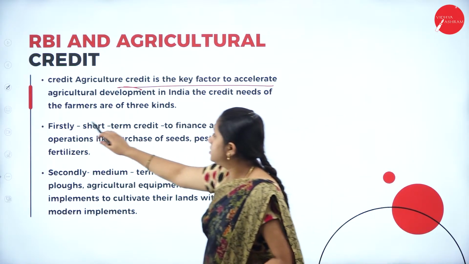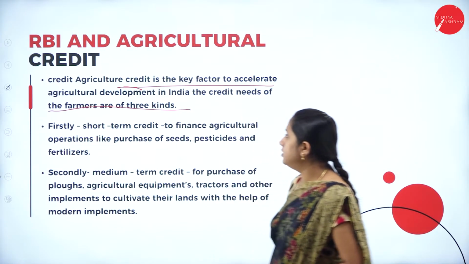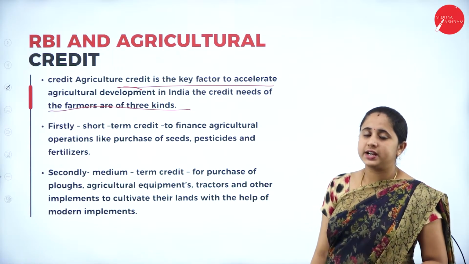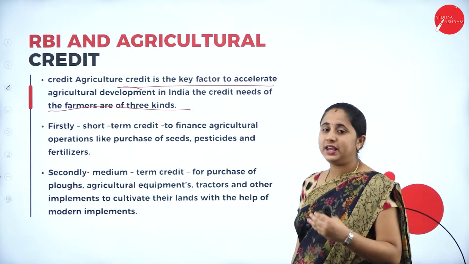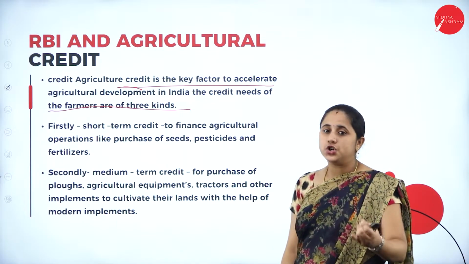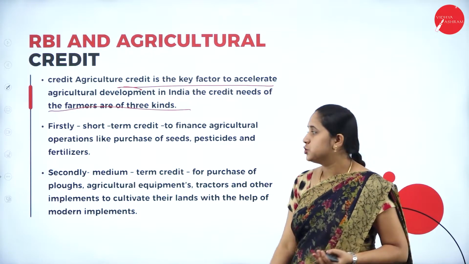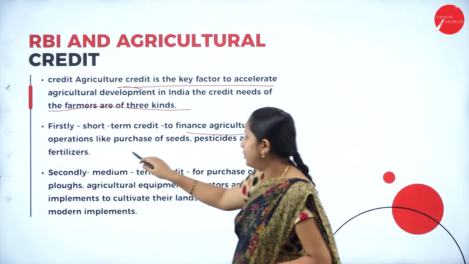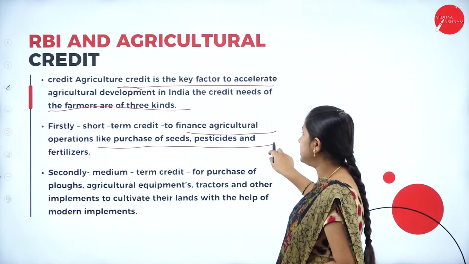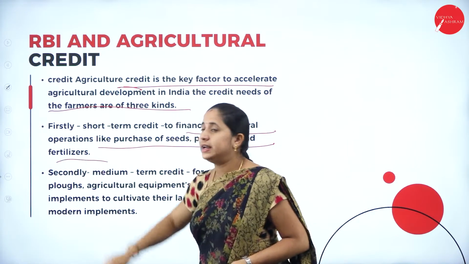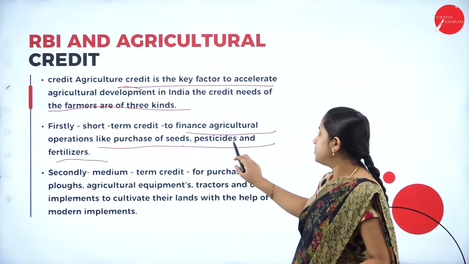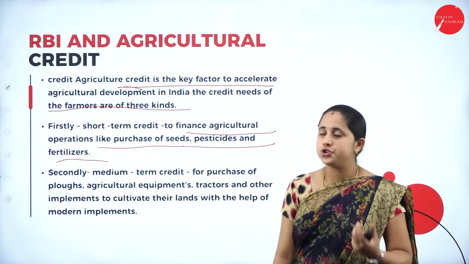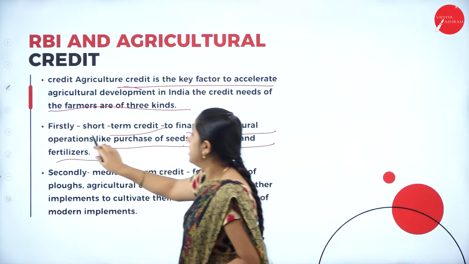The credit needs of the farmer are of three kinds, that means in the agricultural sector. The farmer needs three kinds of credit: short term, medium term and long term. Firstly, short term credit, to finance agricultural operations like purchase of seeds, pesticides and fertilizers. In order to purchase seeds, pesticides and fertilizer, it requires short-term loans, short-term credit.